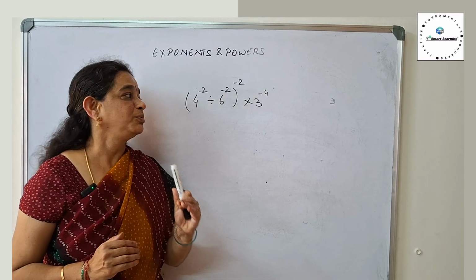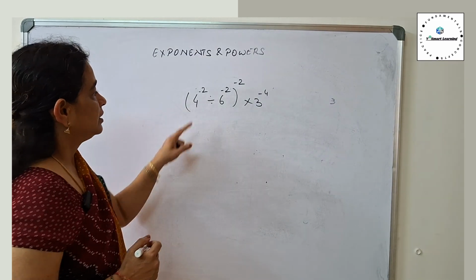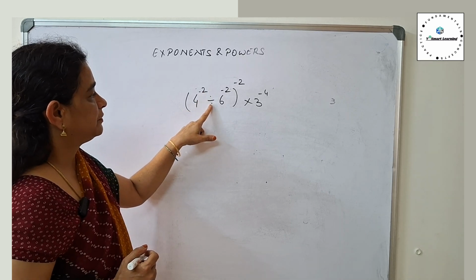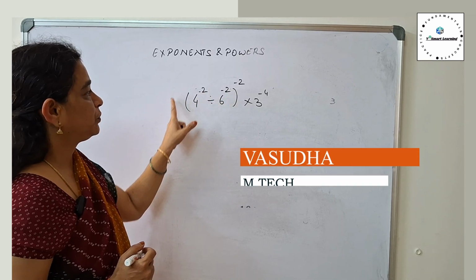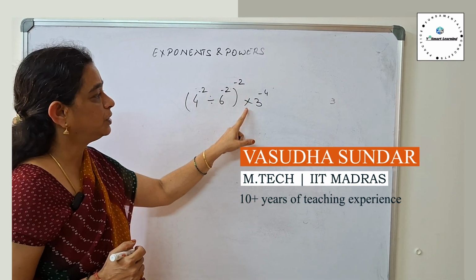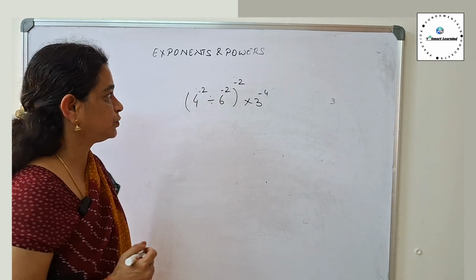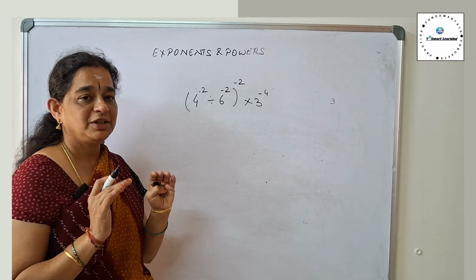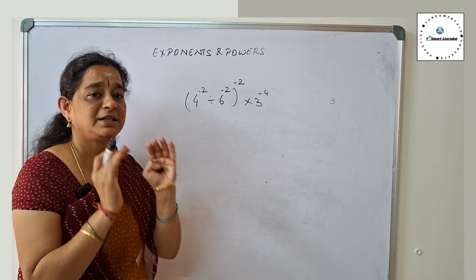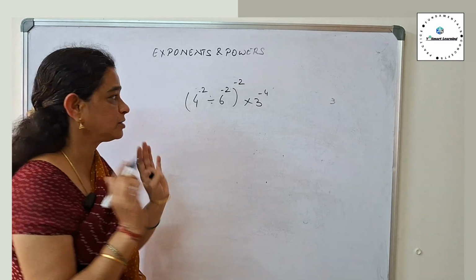Problem, we'll go a little more complex. This is (4^-2 ÷ 6^-2)^-2 × 3^-4. So what do we do first? We simplify what is there inside the bracket. That's always the standard procedure.